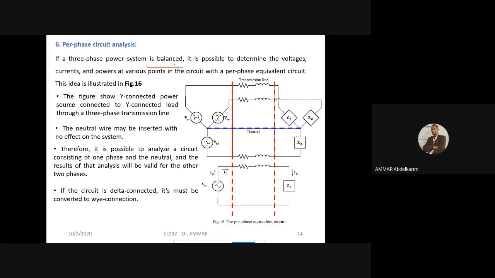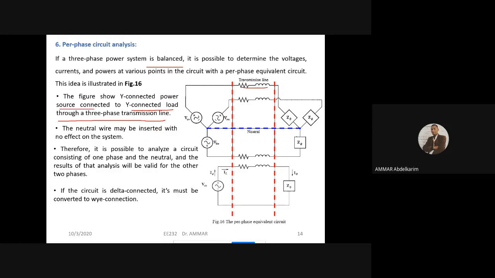So if the system is balanced, it is possible to determine the voltage, current, and power at various points in the circuit with per-phase circuit analysis. The figure here shows a power source connected to a Y-connected load through a three-phase transmission line. Here you can see the impedance of the transmission lines. Sometimes it is neglected, sometimes it's taken, no problem, it's an impedance.